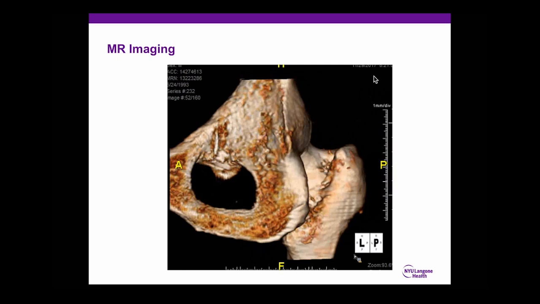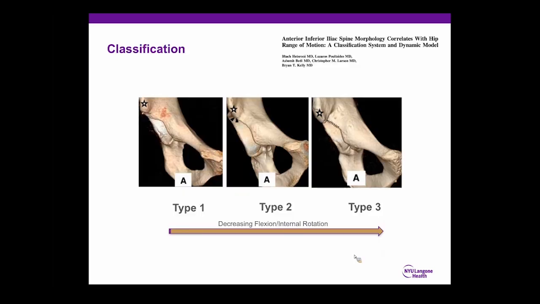Dr. Hume alluded to subspine impingement, and I think this is an important concept to understand. Again, important to really differentiate between morphology and impingement. So I think it's generally accepted that there are three major types of subspines, and they basically just relate to how far below the acetabular rim they hang.